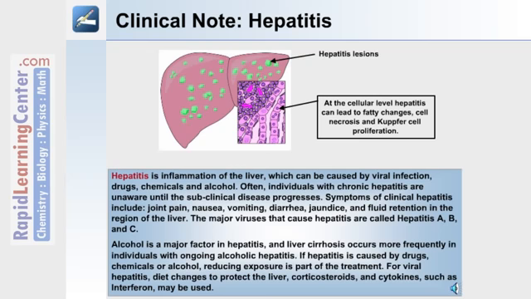If hepatitis is caused by drugs, chemicals, or alcohol, reducing the exposure is part of the treatment for those individuals. For individuals with viral hepatitis, diet changes to protect the liver and corticosteroids can be used along with cytokines, such as interferon.